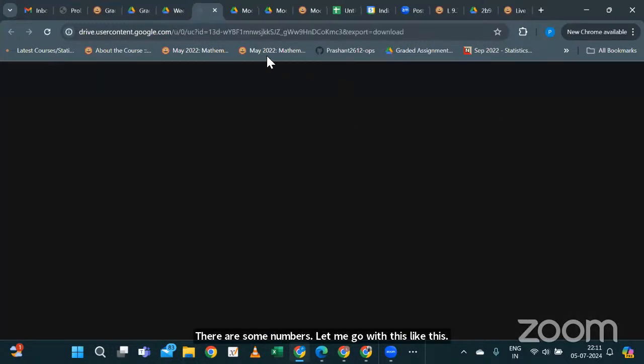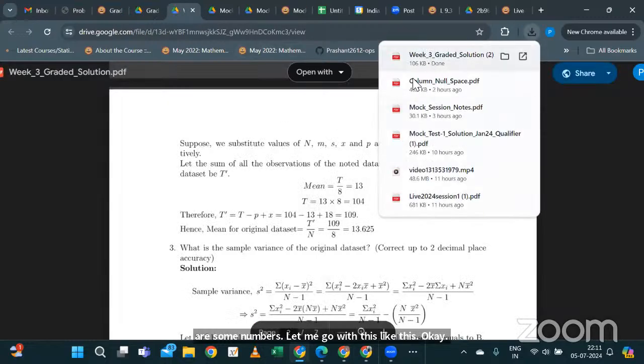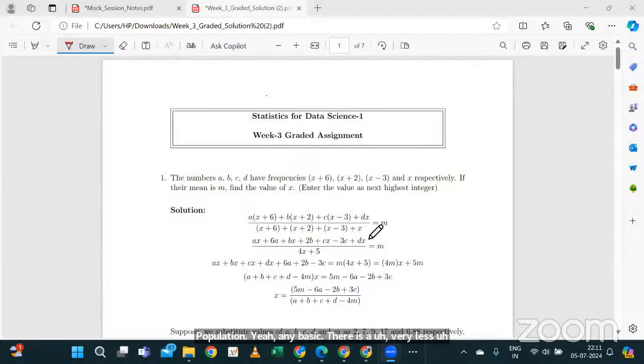Just a second, we'll download it. Yeah, this is the formula, sir, that you didn't explain, the sample variance formula. You only explained population. Sir, before the graded assignment you only explained population, and after graded you explained that. No. See, there is a very minor difference from population. You have to do just n-1.